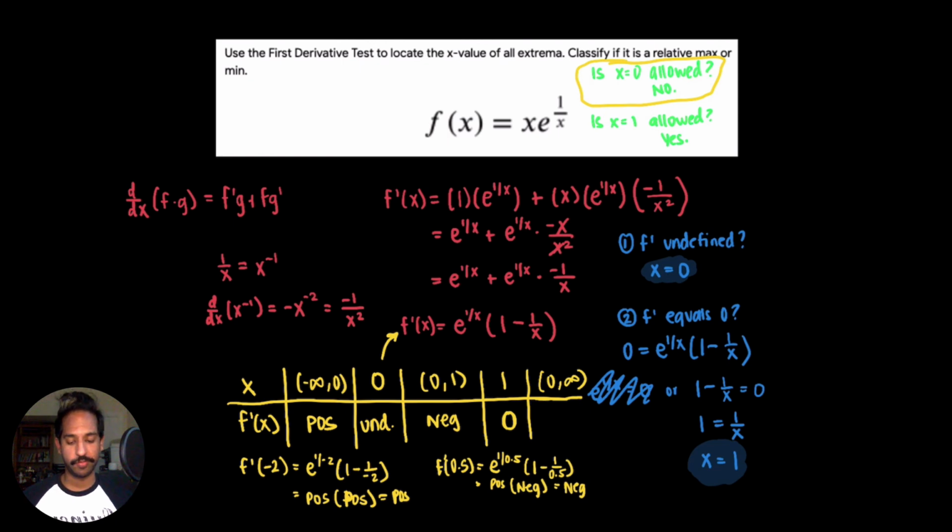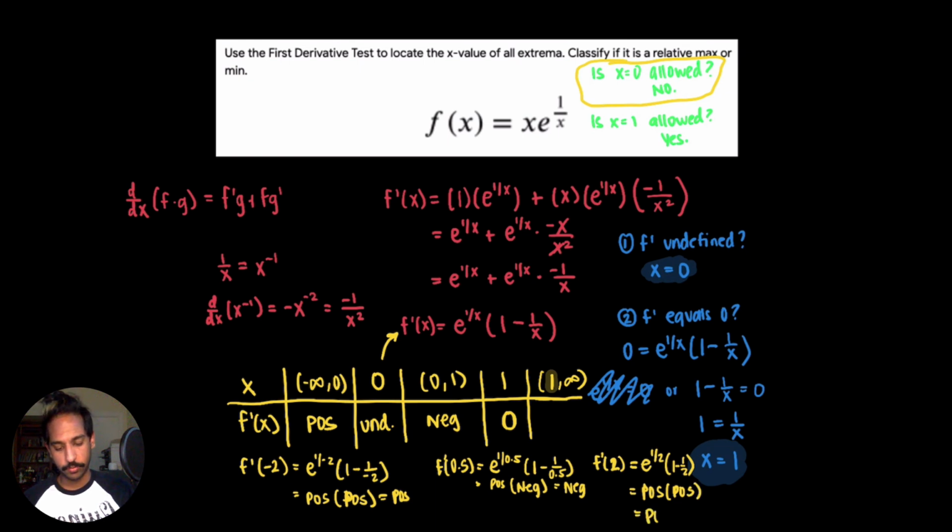Now the final part is 0 to infinity. We can just check the number 2. What happens when we do that? Actually, let's do 1. Oh no, this should be 1 to infinity. I messed that up. That should be 1 to infinity. And so this should be f prime of 2, e to the power of 1/2 times 1 minus 1/2. Again, we see here that this is a positive times a positive, because 1 minus 1/2 is just positive 1/2. And so this will end up being a positive value.